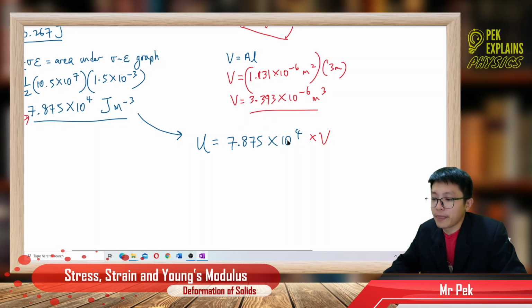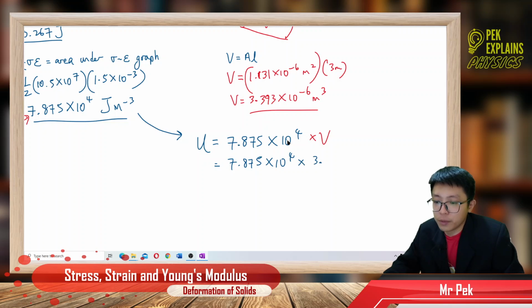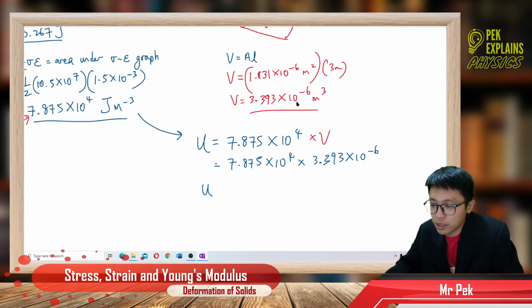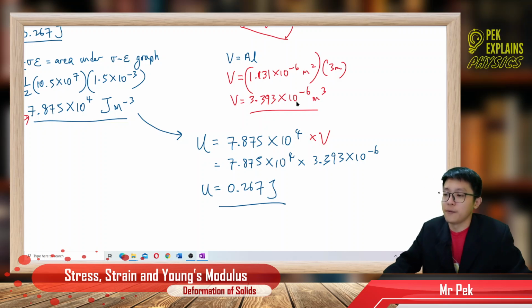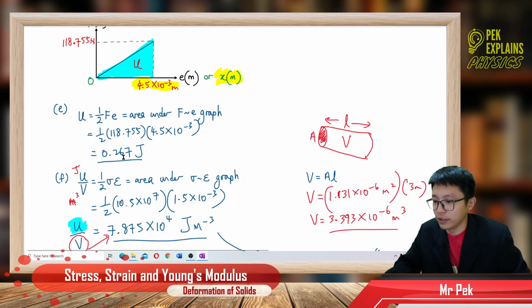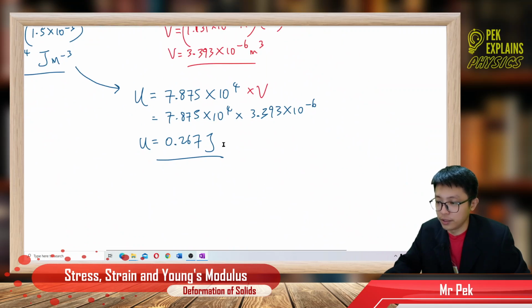So what is the answer? I just multiply by my volume, 3.393 exponent negative 6, and the strain energy I get is 0.267 joule. The same as before, the area under the force-elongation graph. I get back 0.267 joule for this one.